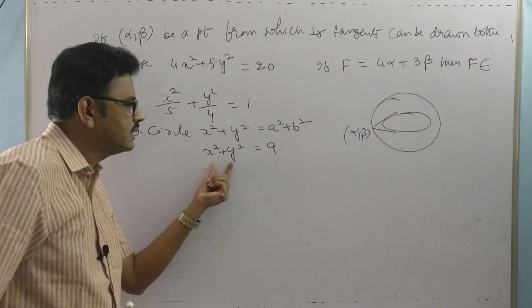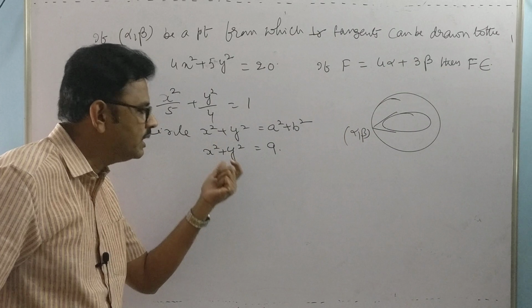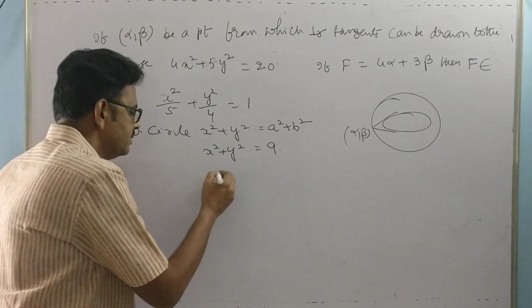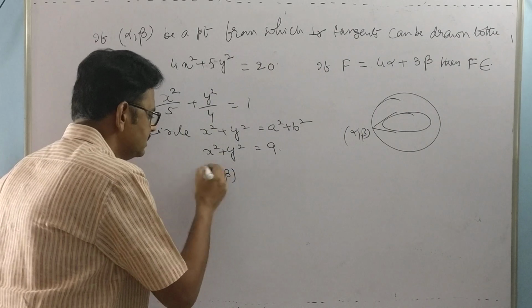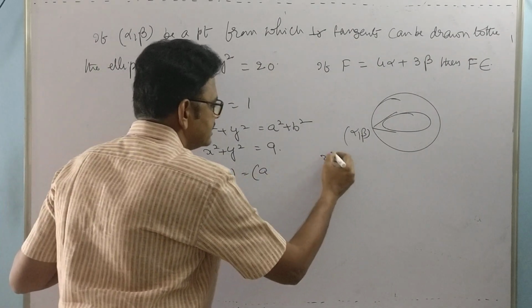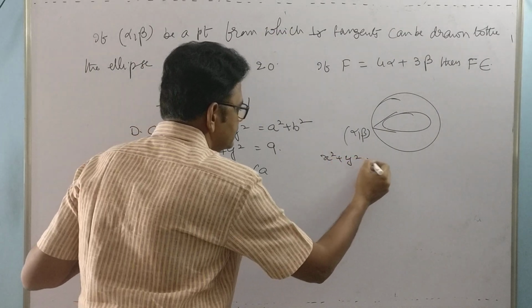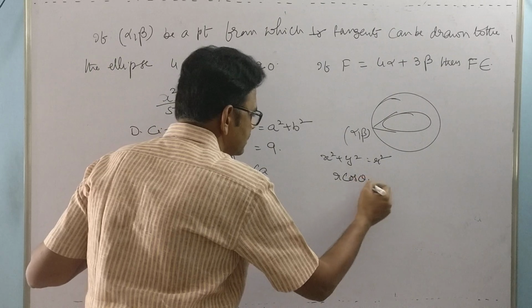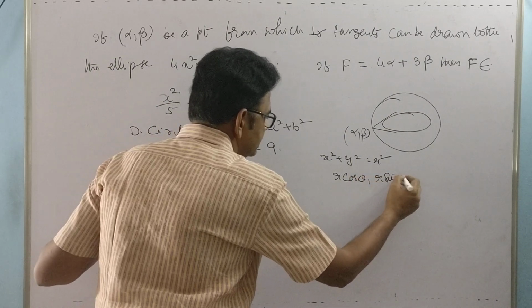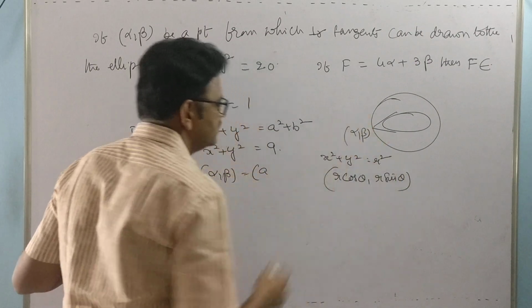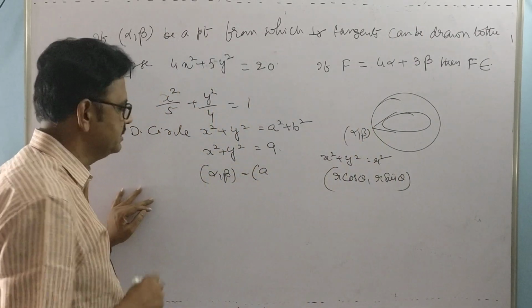Now this is a circle. Now the parametric coordinates of a circle x square plus y square is equal to r square are what? The parametric coordinates are r cos theta, comma, r sin theta. These are the parametric equations, the coordinates of the circle with the center 0, 0.